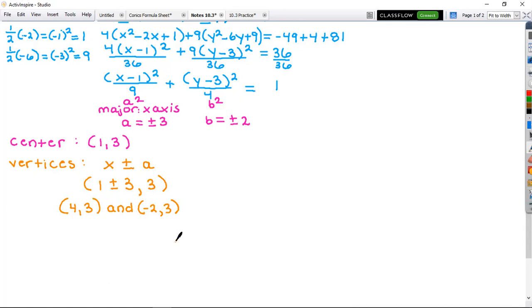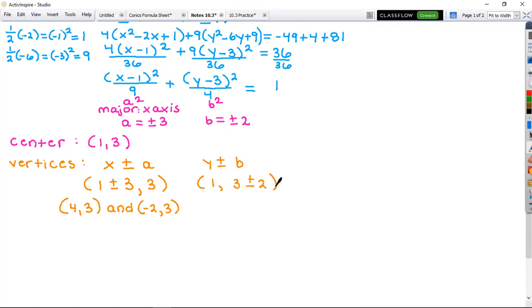Now I'm going to do the minor. So now I'm going to take the y value and do plus and minus b. So y plus and minus b. So my y value is 3. So that means the x stays the same. So I'm going to go 3 plus and minus 2.